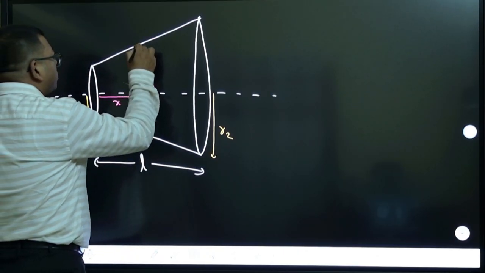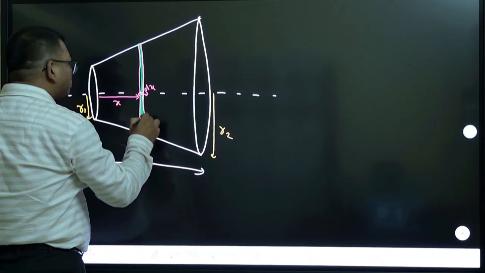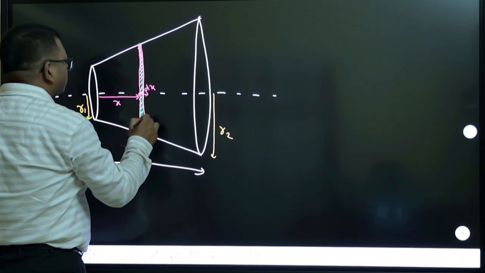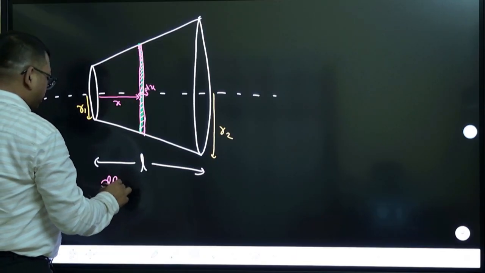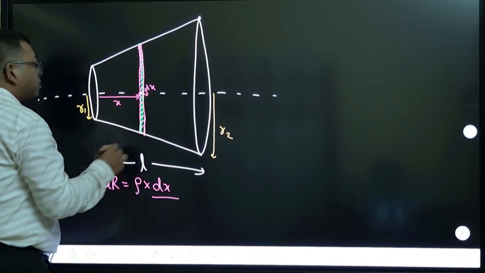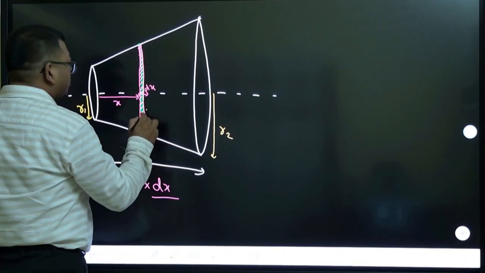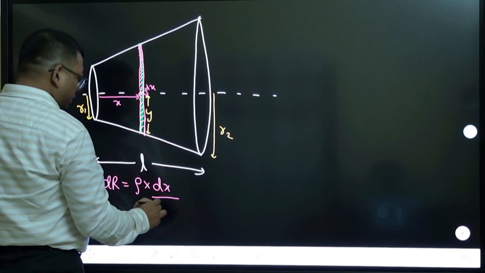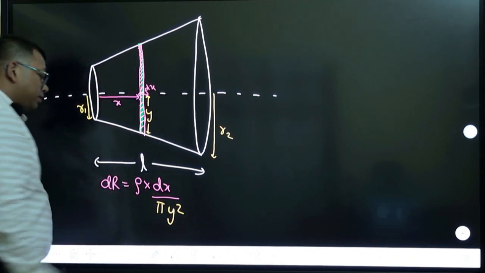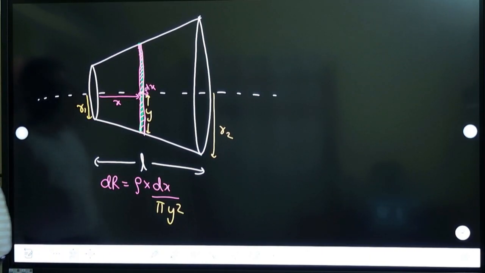So this element is almost like a uniform wire. Its small resistance dR is resistivity into length dx by area. This area you have to calculate. Let us say that this radius is y, so its area will be pi y square. Resistivity into length by area, pi y square. That's the formula for resistance.